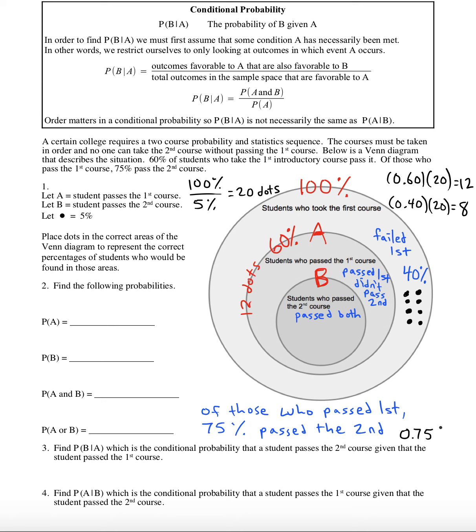But what do you multiply by? All the people? Or just those in bubble A? The answer is you do it times just those in bubble A. Because that's what the conditional probability is based on. It's based on those in bubble A. It's not based on everybody. So 75% of A makes it to B. That's going to be 9 dots. So let's go ahead and place 9 dots here.